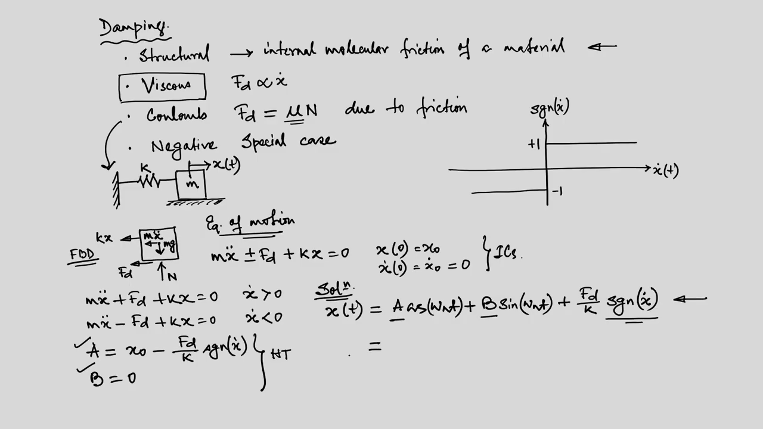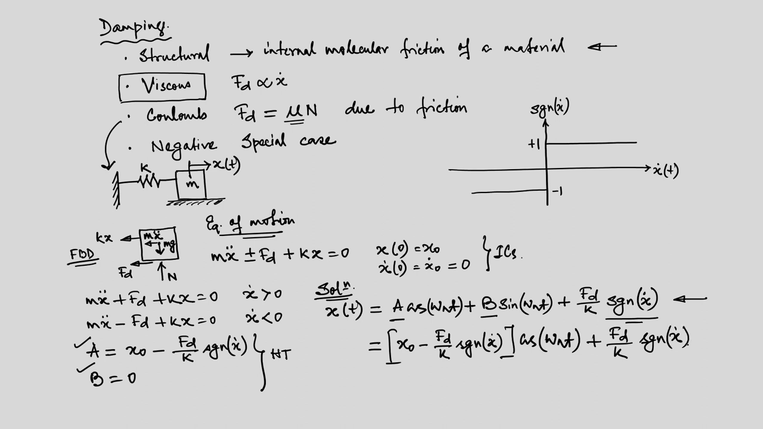Now, once you have these constants, you can then find out the solution. So, in this case the solution is x naught minus F d by k, signum x dot, times cos of omega n t, plus F d by k signum x dot.